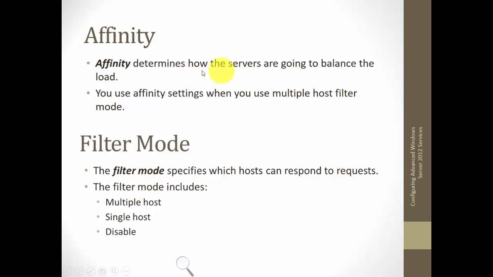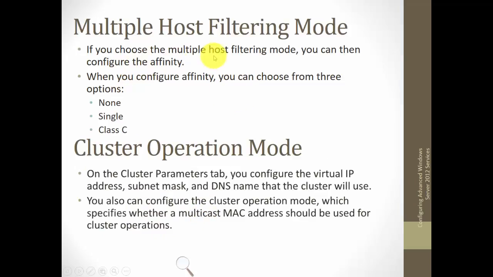First of all, you are saying how many servers are going to take part in the load balancing, and then you can filter the mode by multiple host, single host, and disable. Let's go a little further into multiple host. If you choose multiple host filtering, you can then configure the affinity. If you have more than one server, of course, then they will work together, right? When you configure affinity, you can choose from 3 options. It goes down to options after options. Either you can have no specific rule for the multiple servers to work together, or you can have single, or you can have class C. We're going to talk about that too.